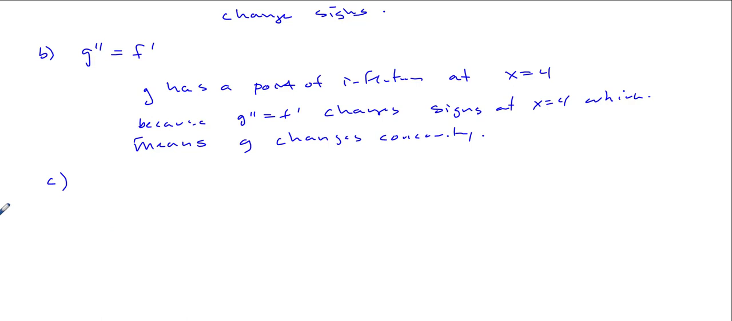And we're looking at g. So where does g prime have a 0 or is undefined? Well, g prime is equal to f, right? Where is g prime equal to 0 or undefined, which means f has to equal 0 because f is defined everywhere.